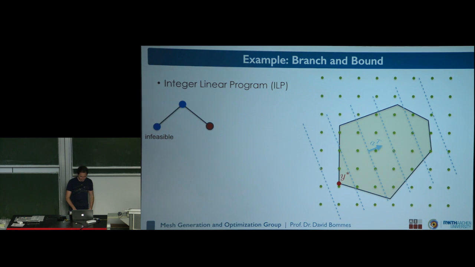Okay, so now we have one active node, and we continue again. This time we branch in the other variable, the y variable. Gives us two new problems. We start with the lower one.